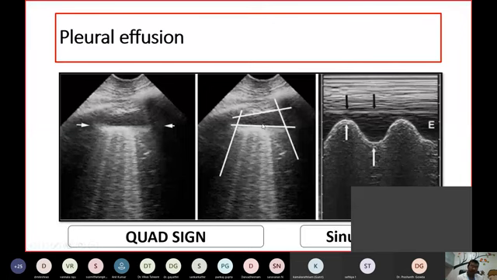So you have borders formed by the acoustic shadow of the ribs, an upper border formed by the parietal pleura and the lower border formed by the visceral pleura. So this is a quad sign, the first thing.